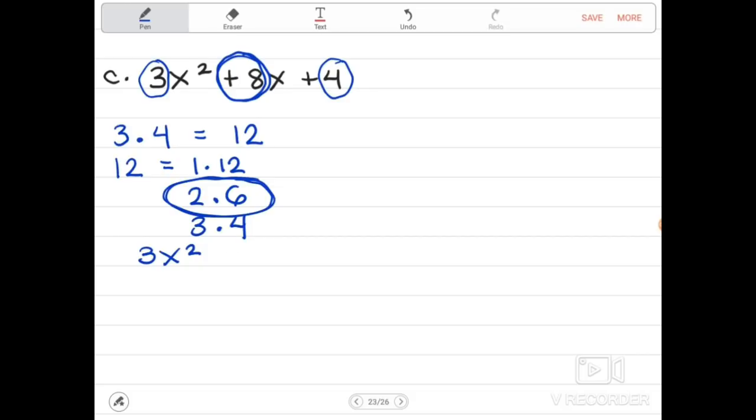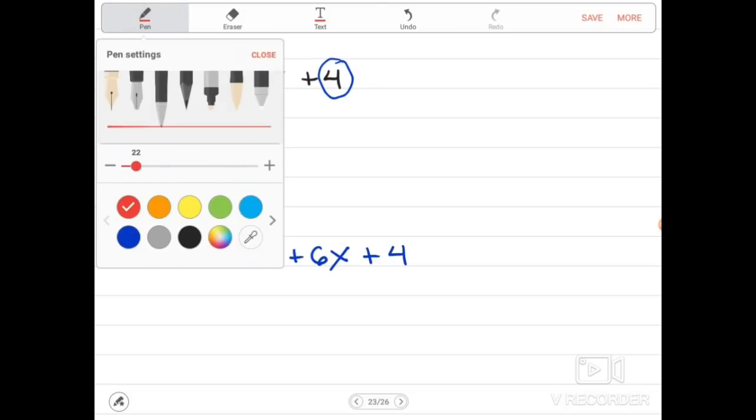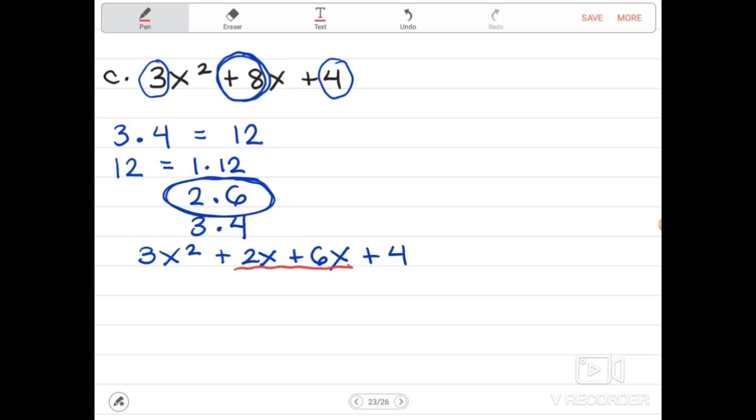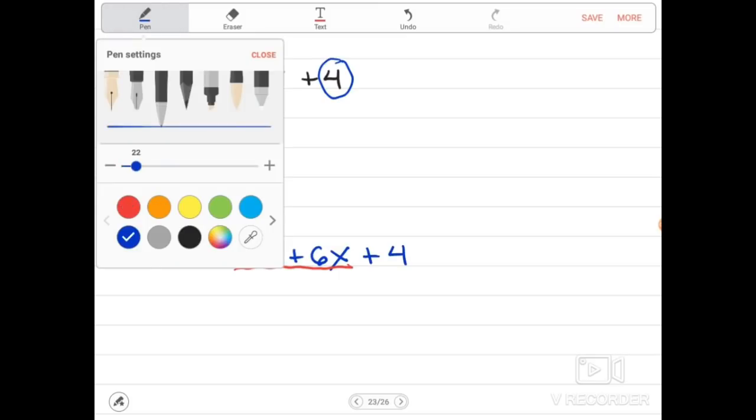Paghiwalayin nyo lang, kumbaga i-regroup lang natin. Plus 2x plus 6x plus 4. Okay? So, ito yun, ha? Tignan ito itong guguhitan ko. Ito si 8x, pinaghiwalay ko lang. Okay? Kumbaga parang gagamitan natin ng technique.